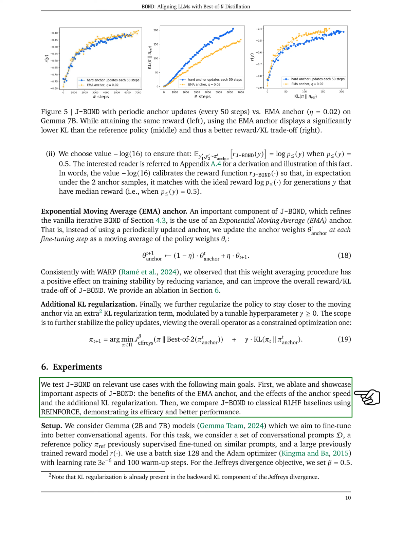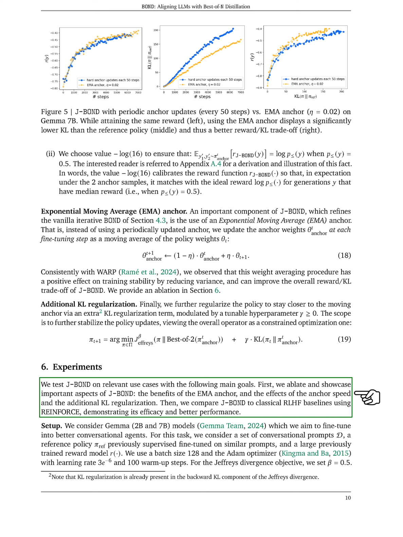We utilize a set of 143 conversational prompts, a reference policy that has been previously fine-tuned on similar prompts, and a large reward model that has been trained beforehand. We employ a batch size of 128 and use the Adam optimizer with a specific learning rate and 100 warm-up steps. For the Jeffreys divergence objective, we set a particular value.